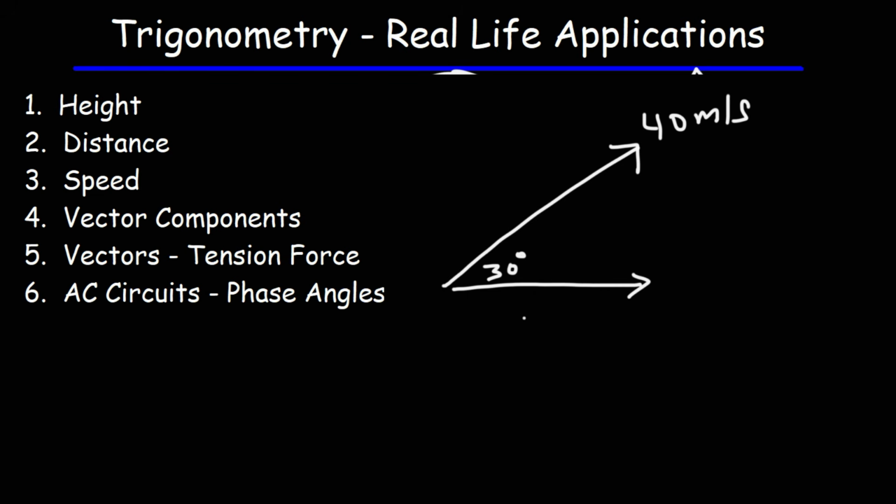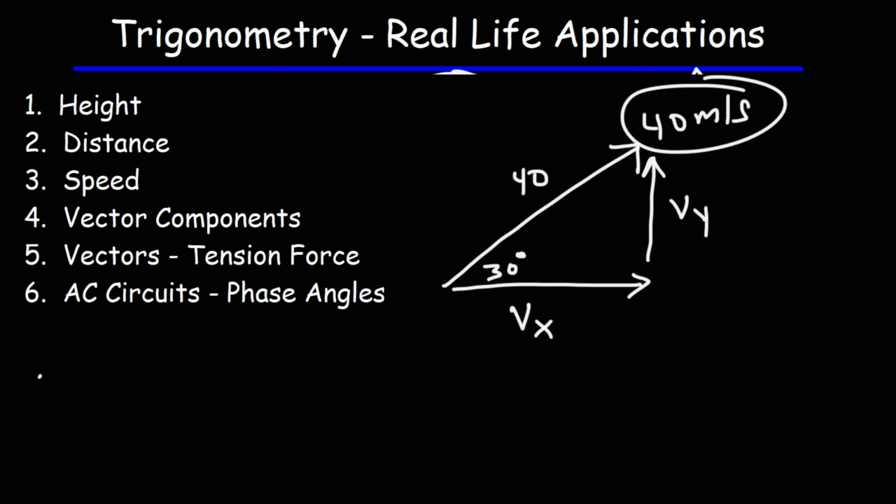The x component of the triangle is the horizontal speed of the ball. The y component is the vertical speed of the ball. So we need to use sine and cosine to find Vy and Vx. The hypotenuse, by the way, is 40. It's this value. So I'm just going to rewrite that here so you don't get confused by it.